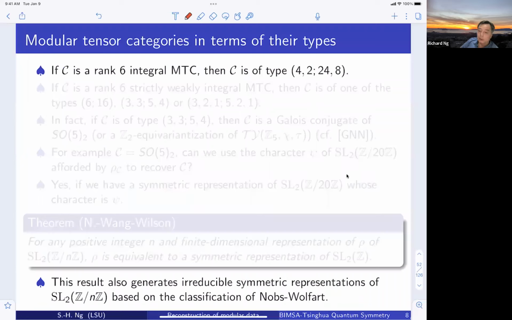Now we turn to the rank 6 case. This is the first example explored in such a way, which can also be implemented for computer computation. Now, if you look at the rank 6 integral MTC, in fact, it is pointed. That means it is a C6 modular tensor category. So you have a non-degenerate quadratic form on Z6, and then you write down the corresponding Weil representation. Then you write down the type. This is the type of this integral one. There's only one, in fact. So 4, 2 is the decomposition, and the levels are 24 and 8.